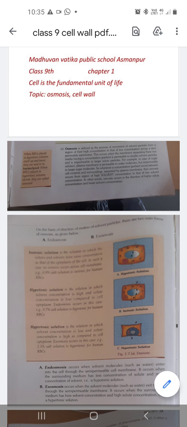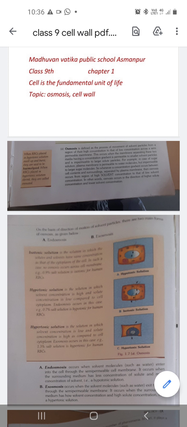When this process is occurring, what will happen? The smaller solvent particles are permeable and the larger solute particles are impermeable. An example is the sugar solution, where the plasma membrane is permeable to the water molecule but impermeable to the larger sugar molecule.